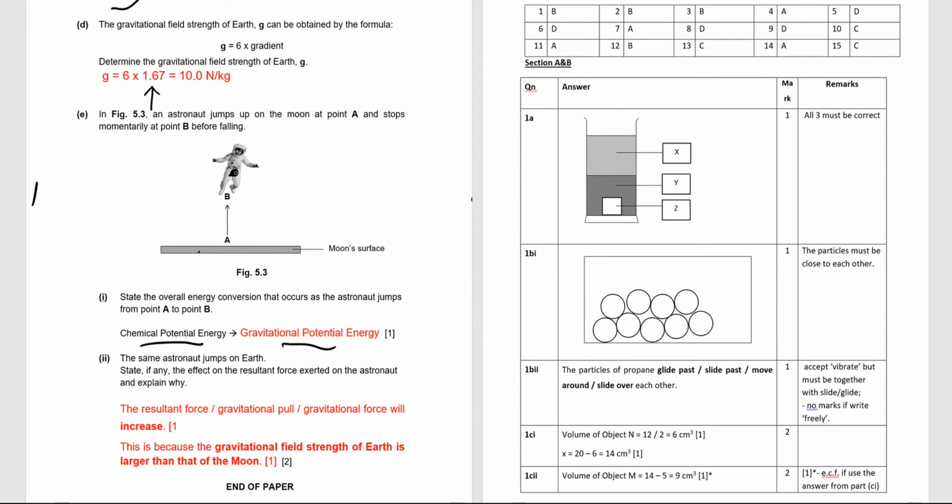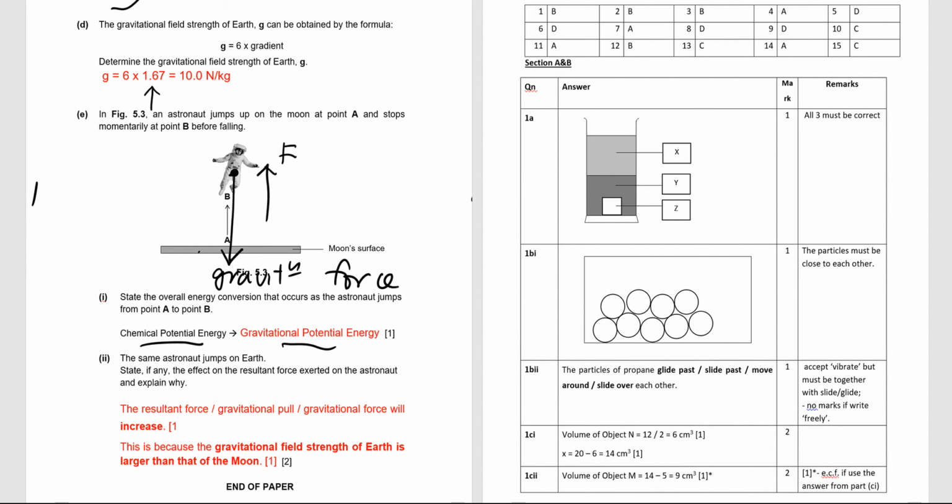So the gravitational force on the Earth is going to be larger compared to before. And so this is going to be a larger force. So let's say your upward force is still the same, but now your downward force will be larger. Okay. So actually, in this case, the resultant force will decrease, because your gravitational force will increase.